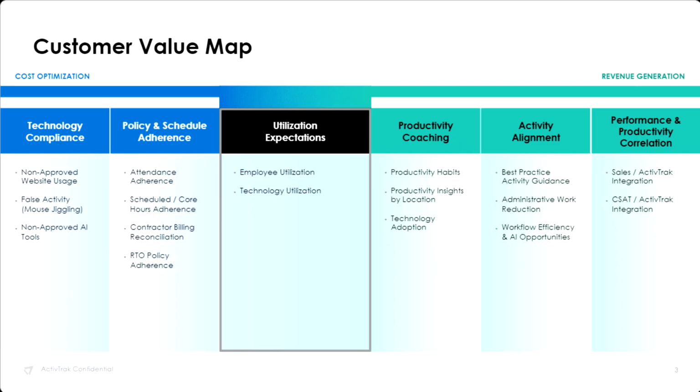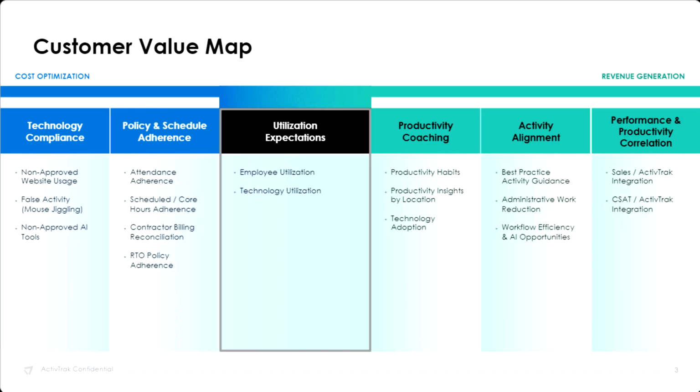Many of our customers arrive to ActivTrak with a really keen focus to better understand what's on the left-hand side of this view here. Cost optimization tends to be very top of mind, and particularly right now for many of our customers, as it relates to productivity. That involves being thoughtful about technology, compliance issues, as well as policy and schedule adherence topics.